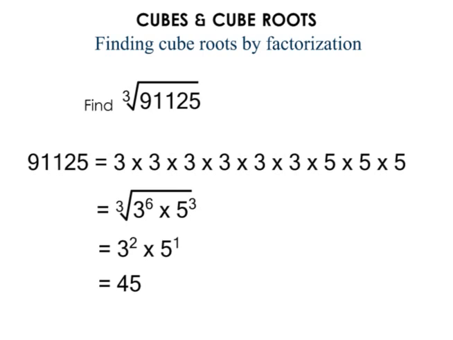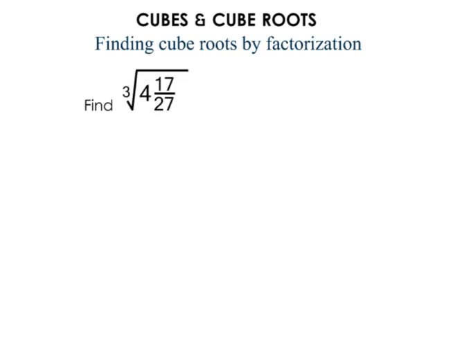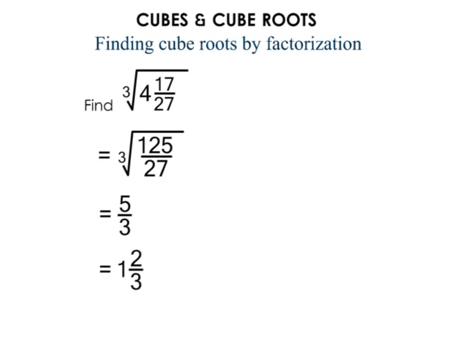You can even find the cube root of fractions by simply finding the cube roots of the numerators and then the denominators separately. For example, the cube root of 4 and 17 over 27 is an improper fraction that is 125 over 27. Cube root of 125 is 5 and the cube root of 27 is 3, and so we have 5 over 3 as a mixed fraction that is 1 and 2 over 3.